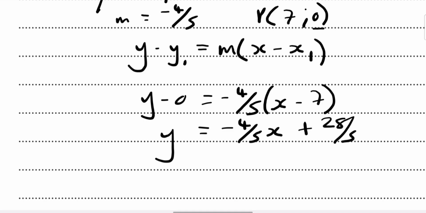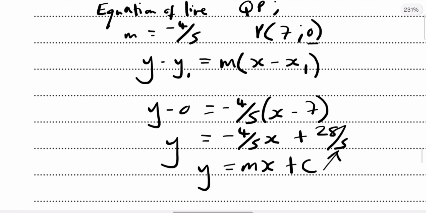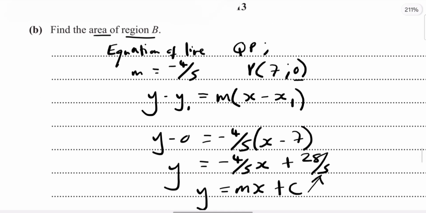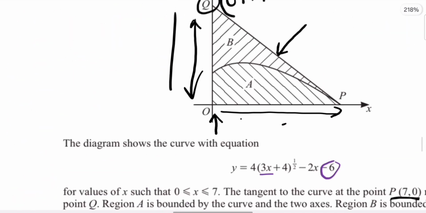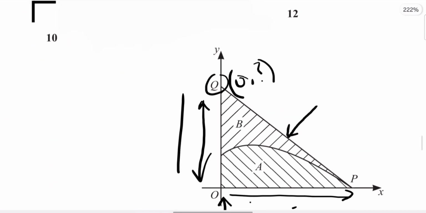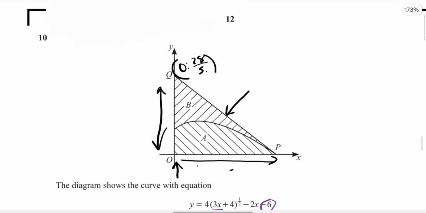And we can see that this is in the form y equals mx plus c, right? And we can see that this is our y-intercept. So that's the y-coordinate of Q, 28 over 5. So Q is (0, 28 over 5), like that. So our height here, in other words, is 28 over 5, because we're going from 0 to that.